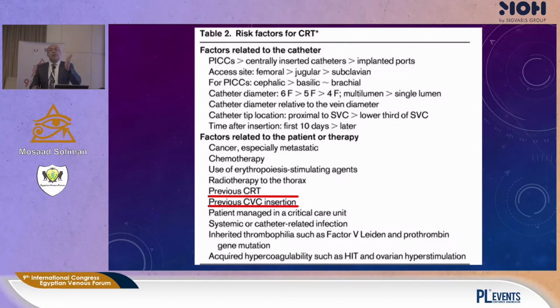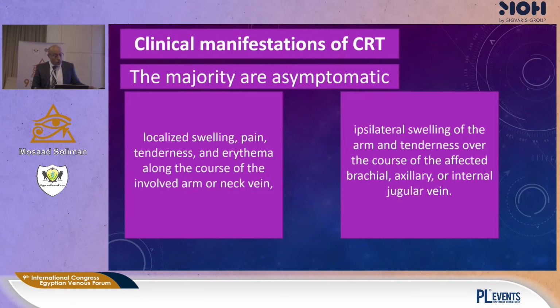If you put it at a proximal level, in the proximal third of the superior vena cava, the incidence of thrombosis goes higher. So this is catheter-related thrombosis. For the patient, the most important risk factor is previous catheter-related thrombosis. A previous catheter thrombosis carries the highest incidence of recurrence, and the second is a previous central venous catheter insertion.